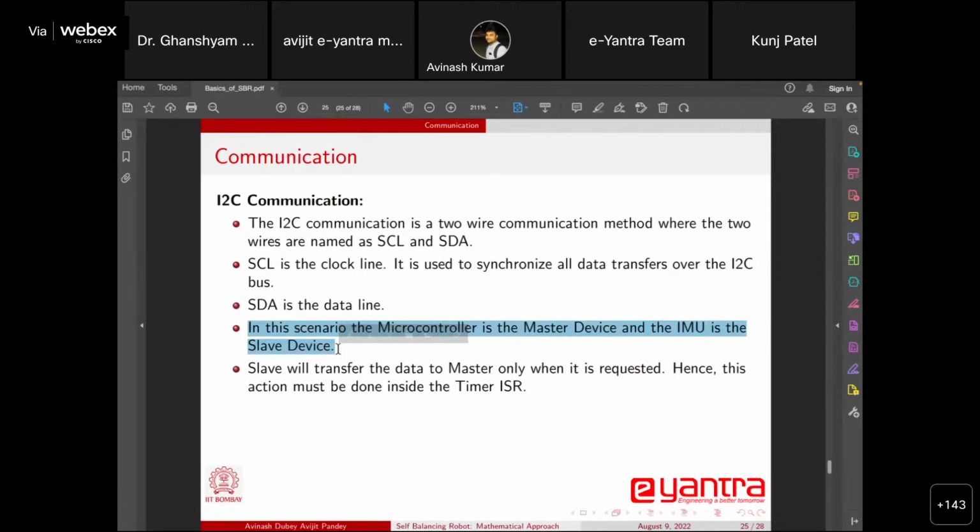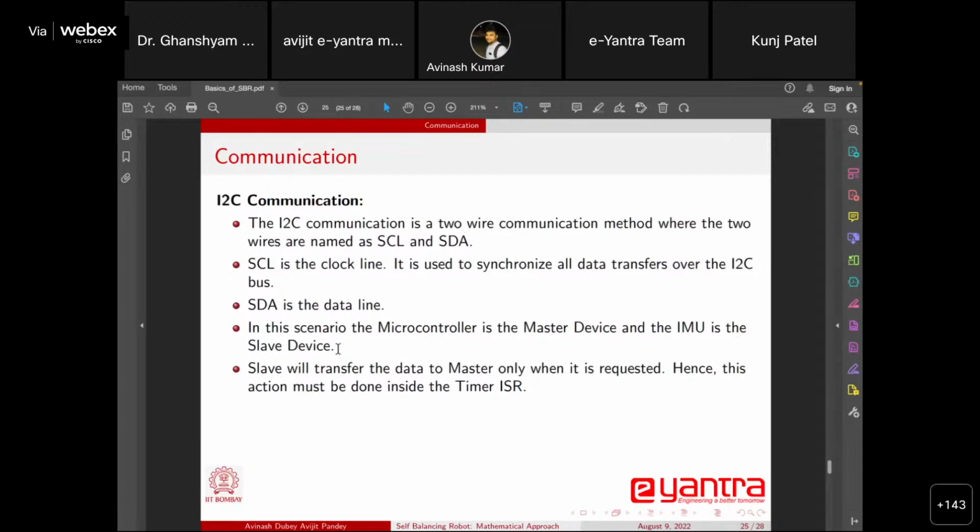You remember we were talking about taking data at a fixed time interval. That is how we do it. At a fixed time interval, we give a signal from master to slave that, okay, give me the reading now. So this is called I2C communication.